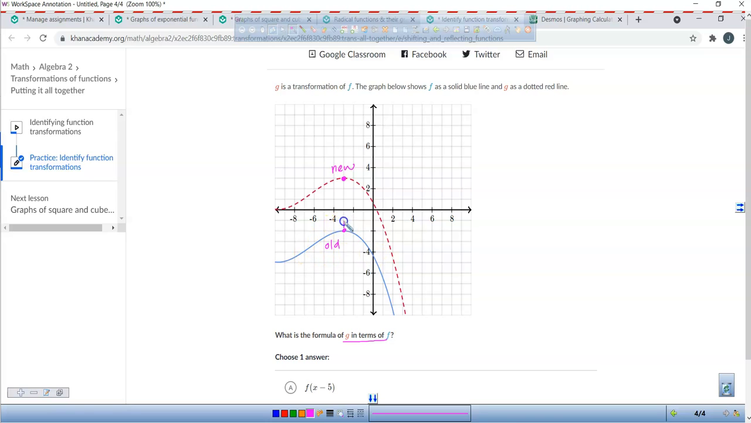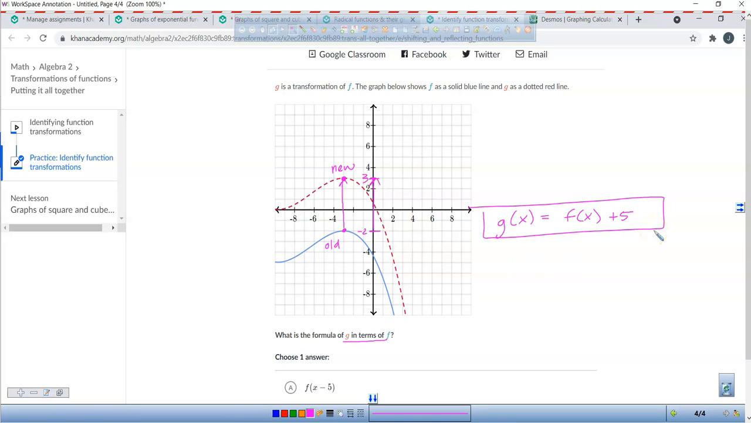It goes up this amount of units, right? So we would say g of x equals f of x. And where are we at right there? -2. Where are we at right there? 3. So how much did it go up? A total of 5. And that's why we choose that answer.